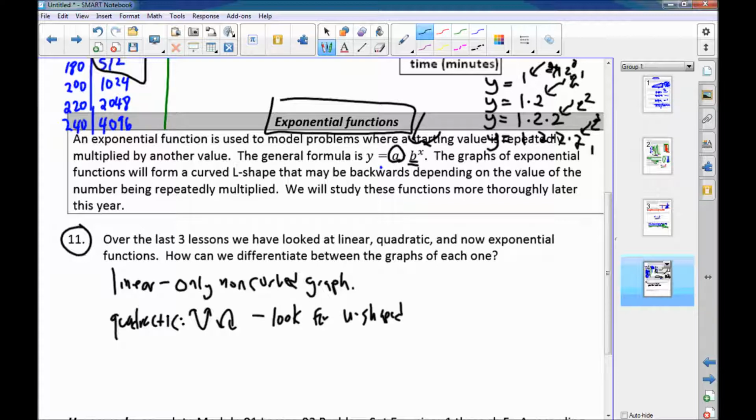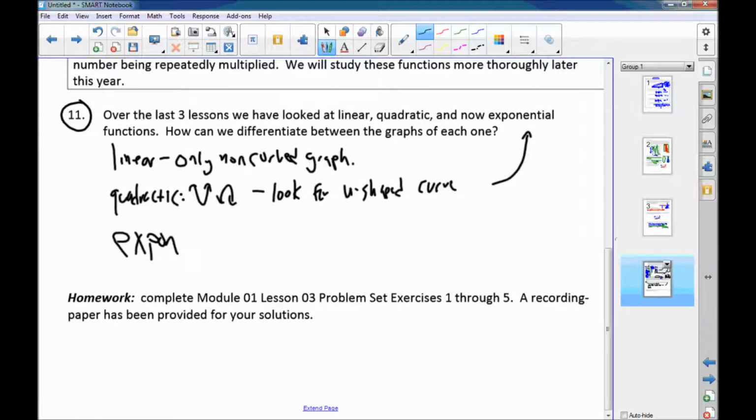Now sometimes we only get one side of the U-shape. For us to tell, because a quadratic function, if I only show 1/2 of it, looks a lot like an exponential function. So how can we tell an exponential function? We saw that it's a curved backwards L, which looks a lot like that half of the U, so you have to be careful. So look for a curved backwards L.